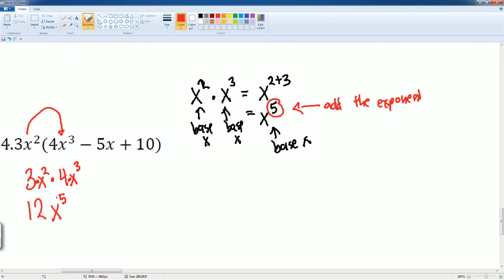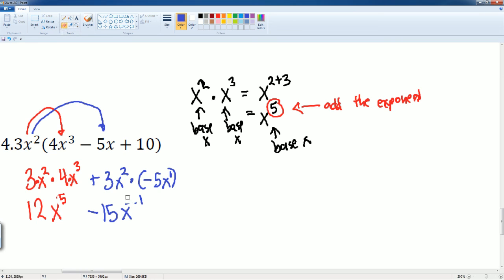Good job. Next one, I'm going to use color blue. 3x squared times negative 5x. So we have 3 times negative 5, that gets you negative 15. Then you have an x squared here, and the x also has an exponent of 1. So x squared times x to the 1, you add the exponents: 2 plus 1 makes that a 3.